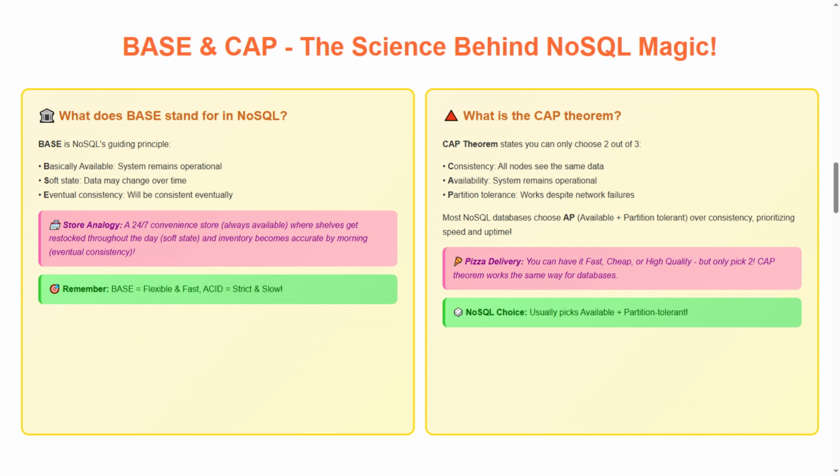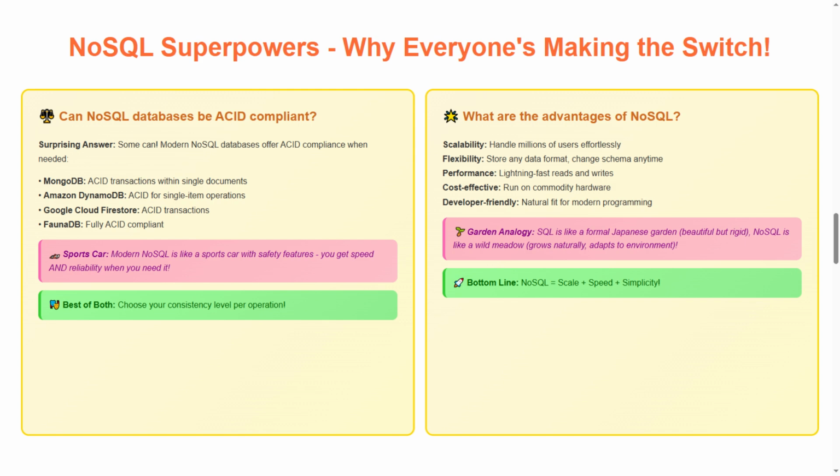Now our pizza delivery analogy section. Pizza delivery, you can have it fast, cheap, or high quality, but only pick 2. CAP theorem works the same way for databases. And our NoSQL choice section. NoSQL choice usually picks available plus partition tolerant. Discover why everyone's making the switch to NoSQL superpowers.